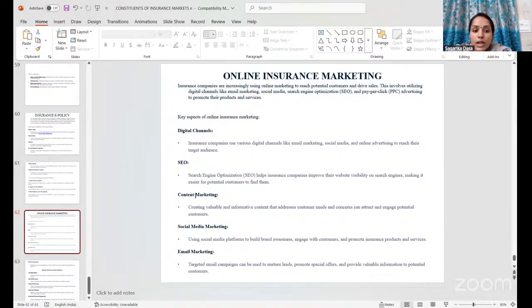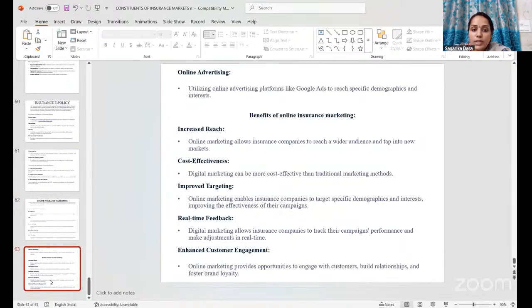Content marketing: creating valuable and informative content that addresses consumer needs and concerns. Social media marketing: using the social platforms, insurance products can also be marketed. Email marketing: sending emails to targeted email users, providing valuable information to the consumers, through which we can go with the insurance marketing. Then online advertising, like in Google Ads or any other advertising platforms, we can go with online advertising.